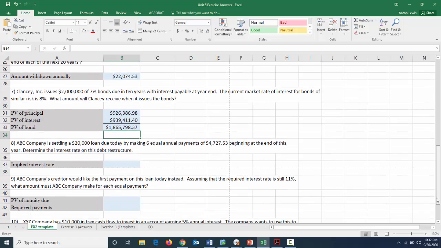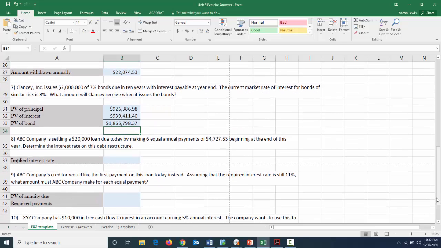In question 8, ABC Company is going to settle a $20,000 loan due today by making 6 equal annual payments of $4,727.53. This is going to happen at the end of this upcoming year. We need to determine what interest rate we're getting, because if you do the math real fast here, 6 payments times $4,727.53 is a whole lot more than $20,000. So we're getting charged interest still on this repayment schedule.